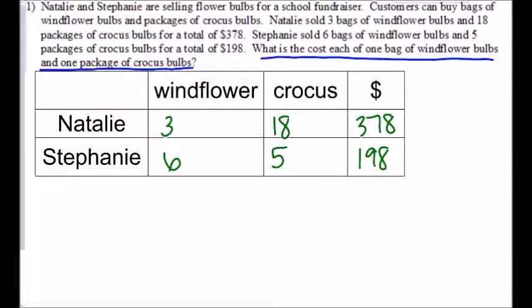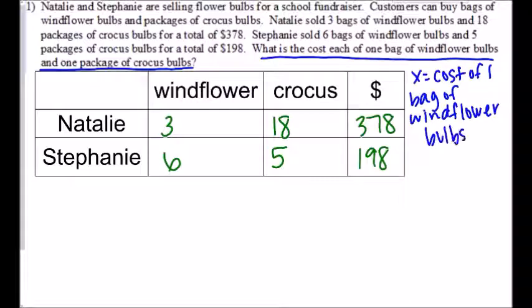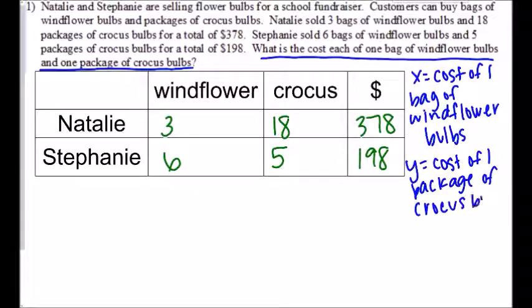That question is important because it tells you what your 2 variables need to be, and you have to define your variables. So I'm going to make x the cost of 1 bag of windflower bulbs. That means y is going to be the cost of 1 package of crocus bulbs.